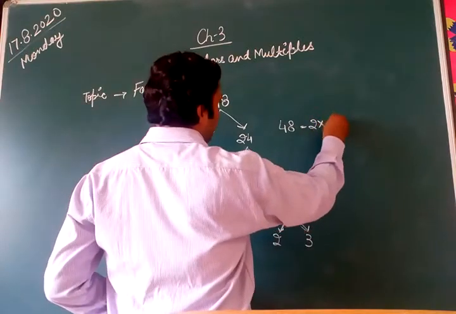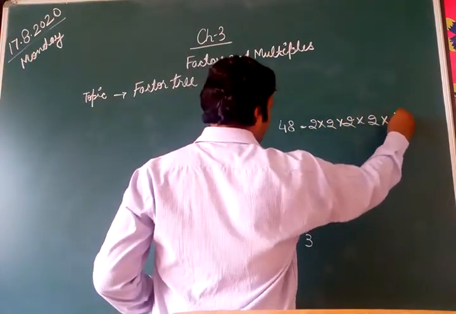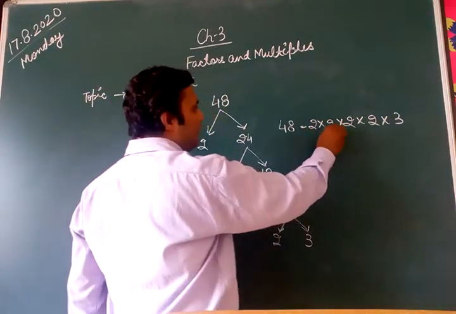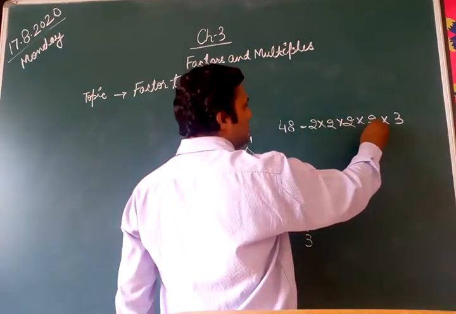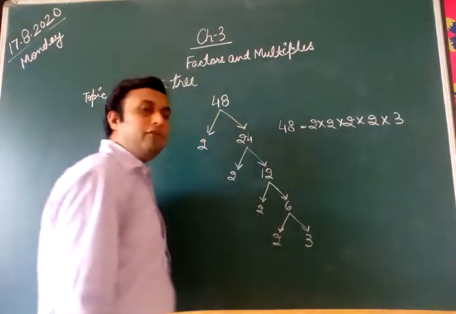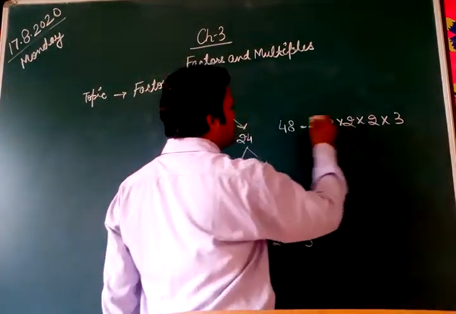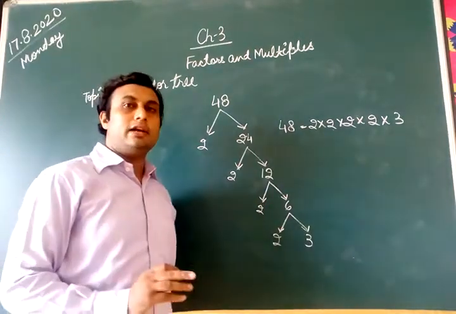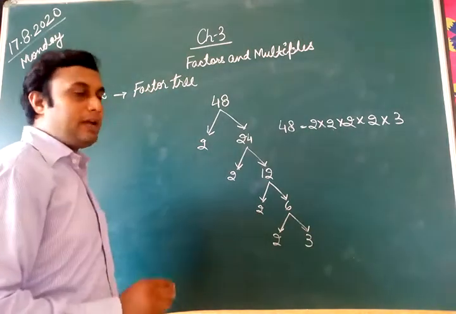2 multiplied by 2 multiplied by 2 multiplied by 2 multiplied by 3. 2 times 2 is 4, 4 times 2 is 8, 8 times 2 is 16, 16 times 3 is 48. It means our answer is right. If you multiply all these factors you will get this answer. This is the cross-checking of your answer, whether it is right or wrong. So in this way you can find the prime factors.